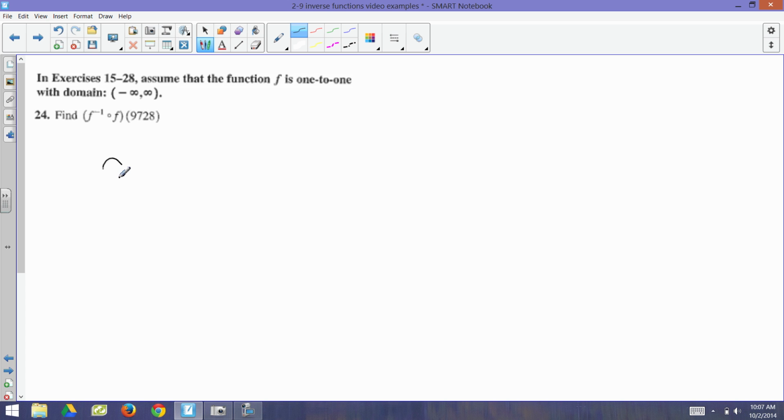Number 24, 9,728. Putting 9,728 into my function f, putting that result into my f inverse function. Get back to where I started from.